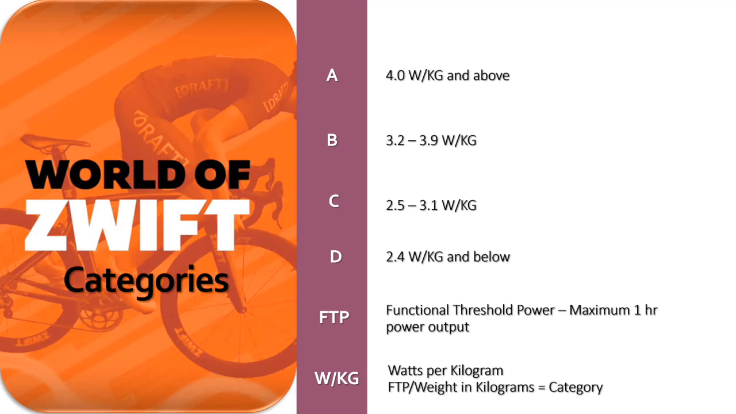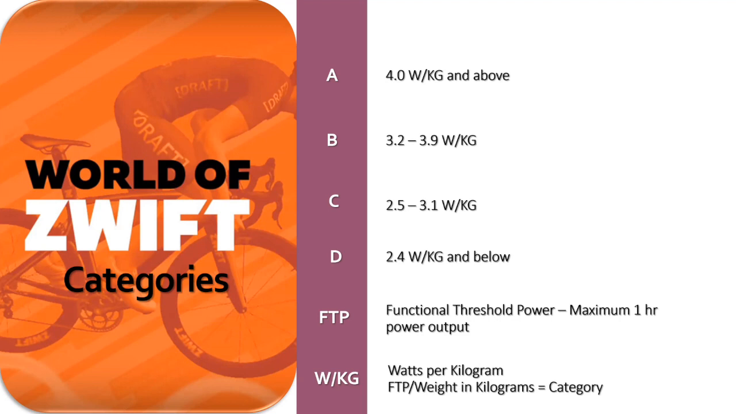So 210 divided by 70 would be 3.0. 3.0 would be the category that you would fall in. And if you look at the chart above, here we'll have A, B, and C. If your FTP is 3.0, then you would fall into category C within Zwift. And that is where you would be able to be matched up with people of similar ability and similar performance.